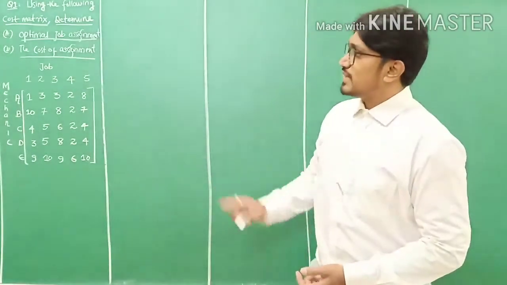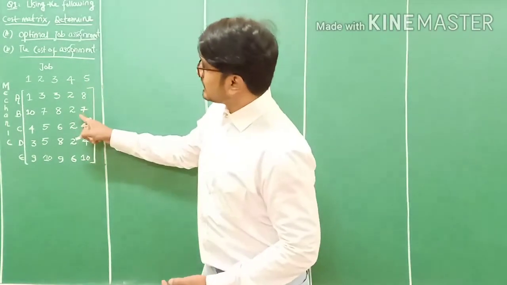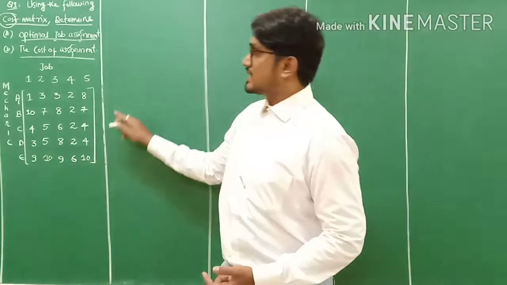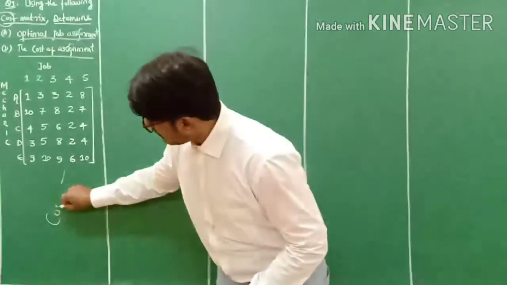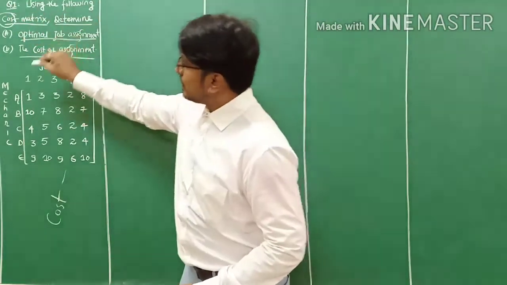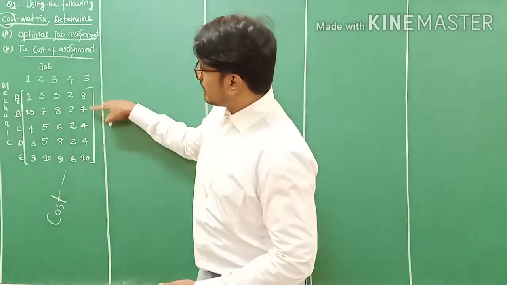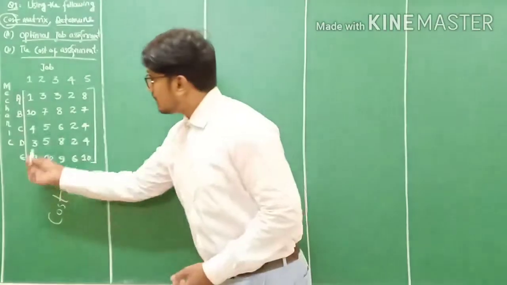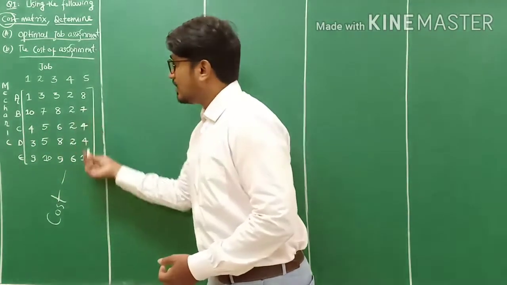So two different things we have to find out from the given matrix. This matrix is already a cost matrix. The numbers given in this matrix, the entire matrix, is a cost matrix, my friends. Right? So on one side, this is the row side. How many rows are there? There are 5 rows: row 1, row 2, row 3, row 4 and row 5. Likewise, there are 5 columns: column 1, column 2, column 3, column 4 and column 5.